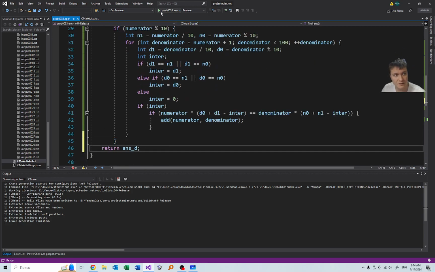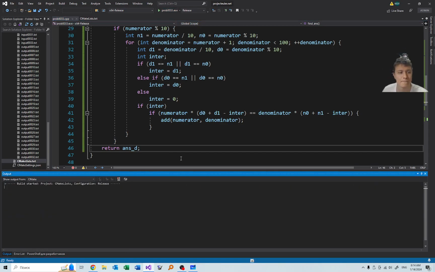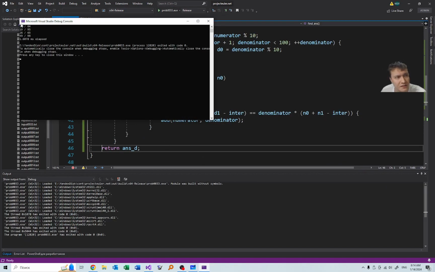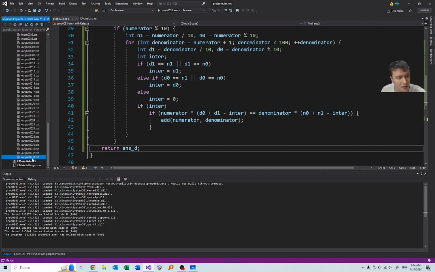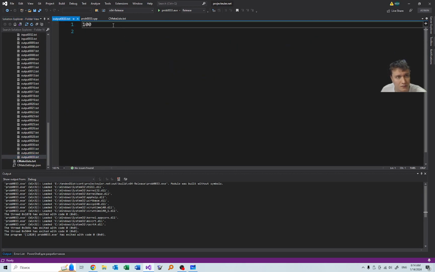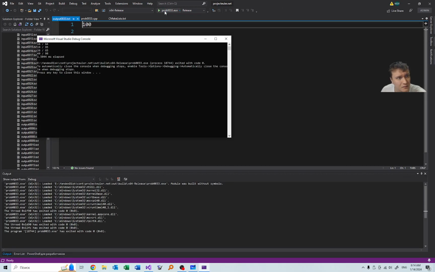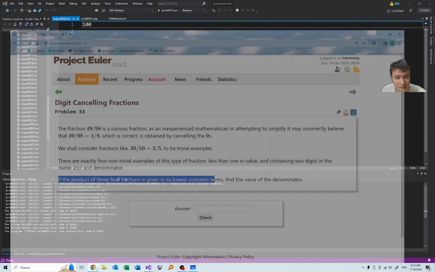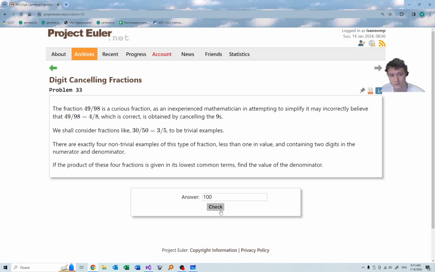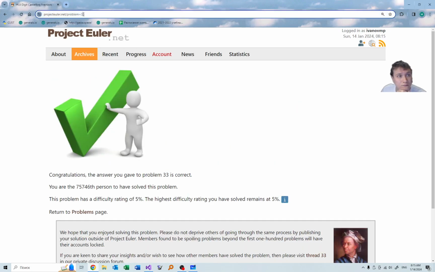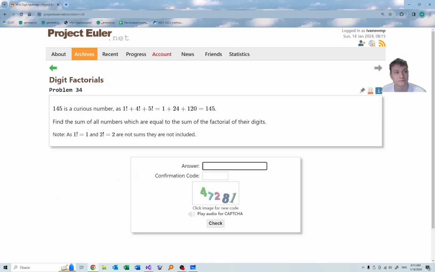And let's print everything. Okay, there are indeed 4 nice fractions, and the product is 100. Wow, it's incredible. Who would think? Who would imagine something like this?